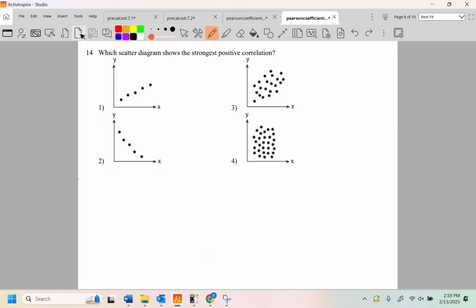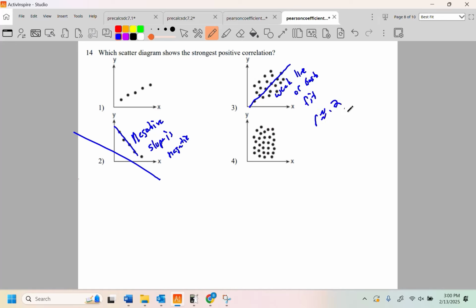All right, moving on to 14. Which scatter diagram shows the strongest positive correlation? Well, this one would be negative because it's kind of an idea of slope. So it's not this one. Here, and we don't have much practice with this yet, but this would be a weak line of best fit. The R value is probably around 0.2. This is even worse. The R value is, I guarantee you, 0.